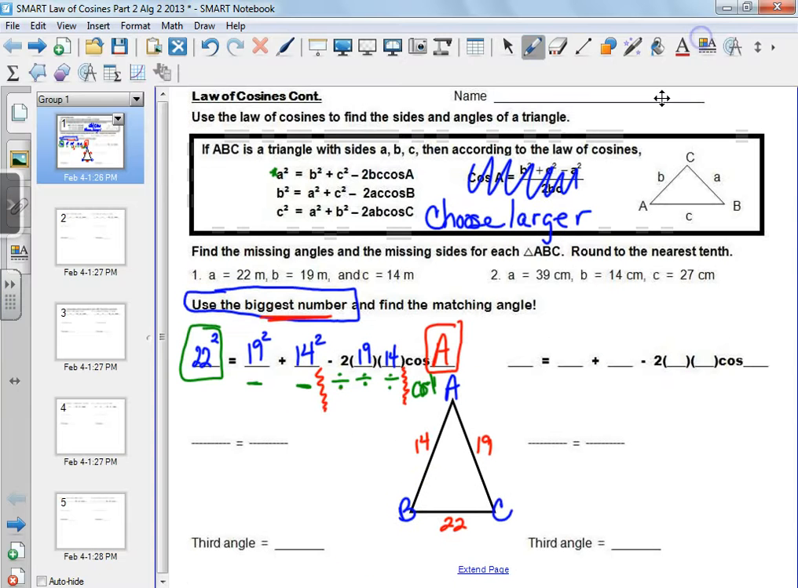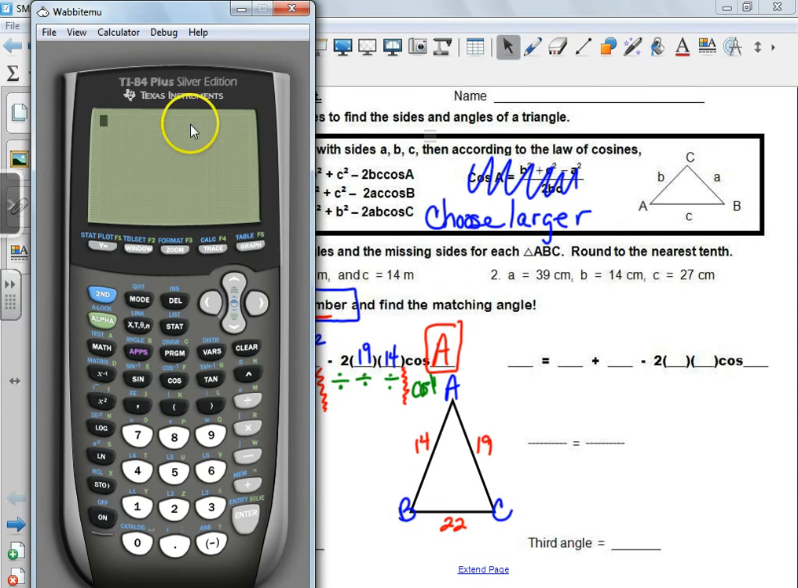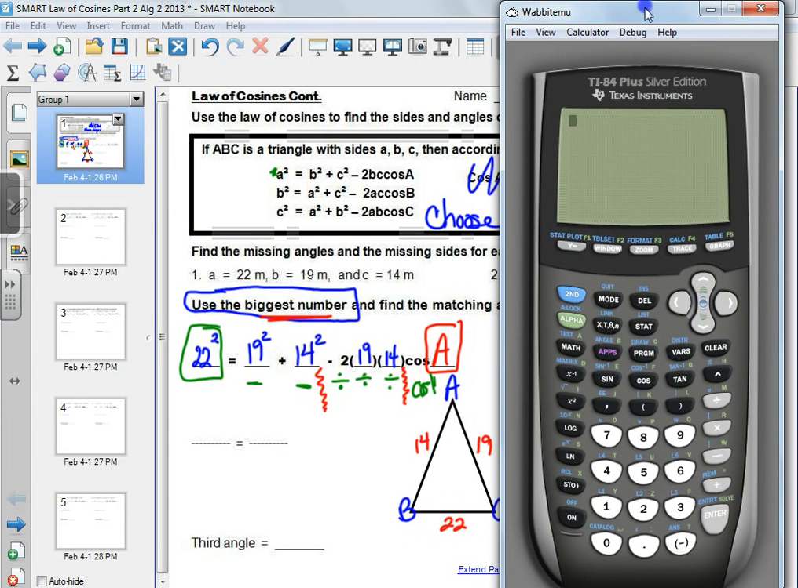So, let's see here. Where's my calculator? On. Make sure you're in degree mode. I don't think I am, so I need to change that. You trig kids who use your calculators, we've been working in radian mode lately, so always check your calculator every day, guys. Okay, so I had you start with 22 squared, and then we're going to subtract the 19 squared, and also subtract the 14 squared.